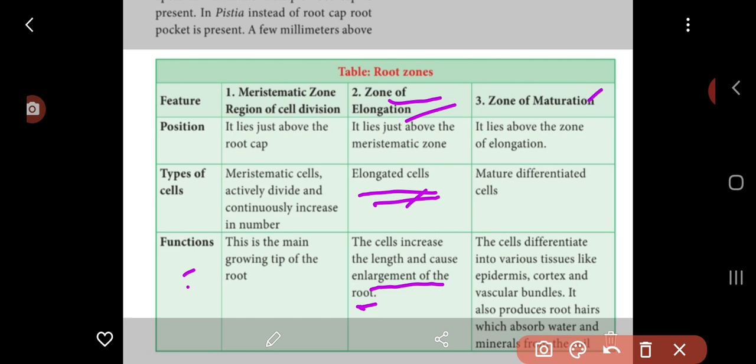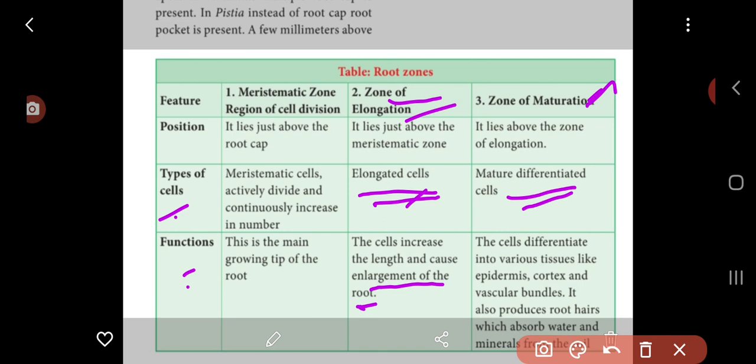The third type of zone is the zone of maturation. After the elongation, what happens? The cells attain maturation. So that zone is said to be the zone of maturation, which lies next to the zone of elongation, above it. What type of cells are present in this zone? Mature differentiated cells. The cells are matured and differentiated. That is the type of cells here.